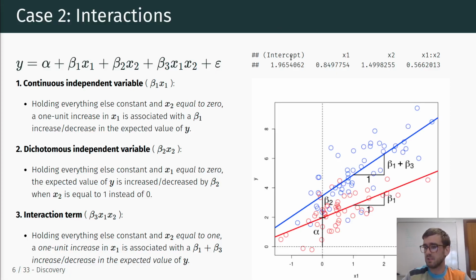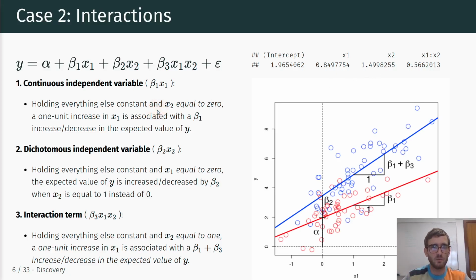Again, I have some simulated data with the regression output presented here, as well as presented graphically in a scatter plot. We have our coefficient for x1, which is 0.85. We have our coefficient for x2, which is 1.5 approximately, and our interaction effect, which is around 0.56. Okay, so how can we interpret these coefficients? What do they ultimately mean?